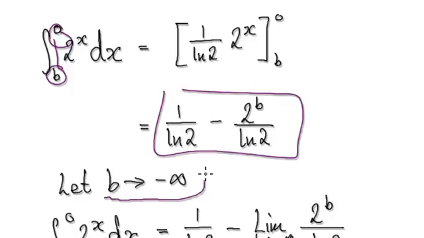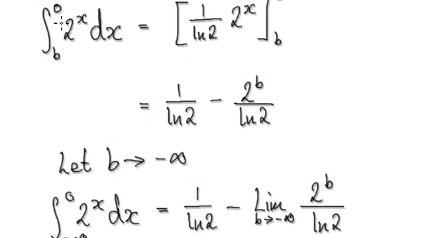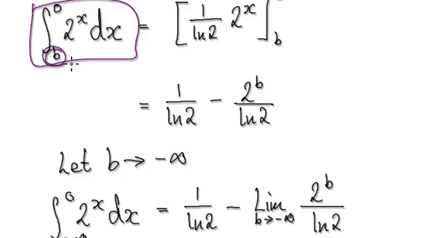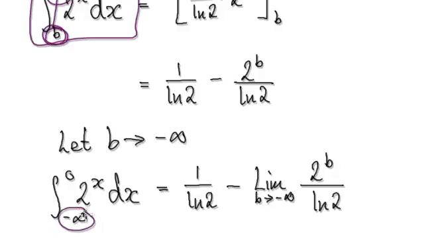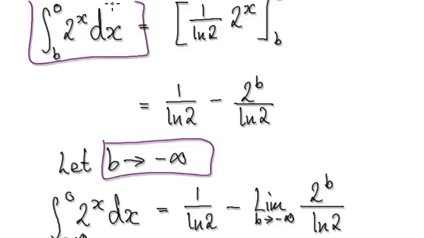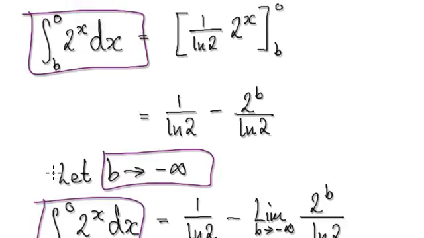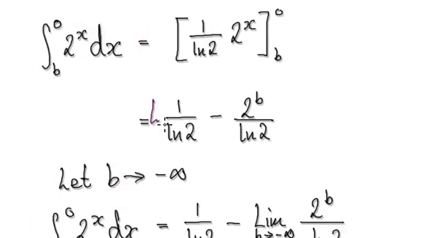But now allow b to move towards negative infinity. The minute you allow b to move towards negative infinity, you are no longer integrating from b to 0, but you're integrating from negative infinity to 0. So the minute you allow b to head towards negative infinity, this thing here will then become this thing here. But then on the right hand side, you will need to take the limit as b heads towards negative infinity of this whole thing here.